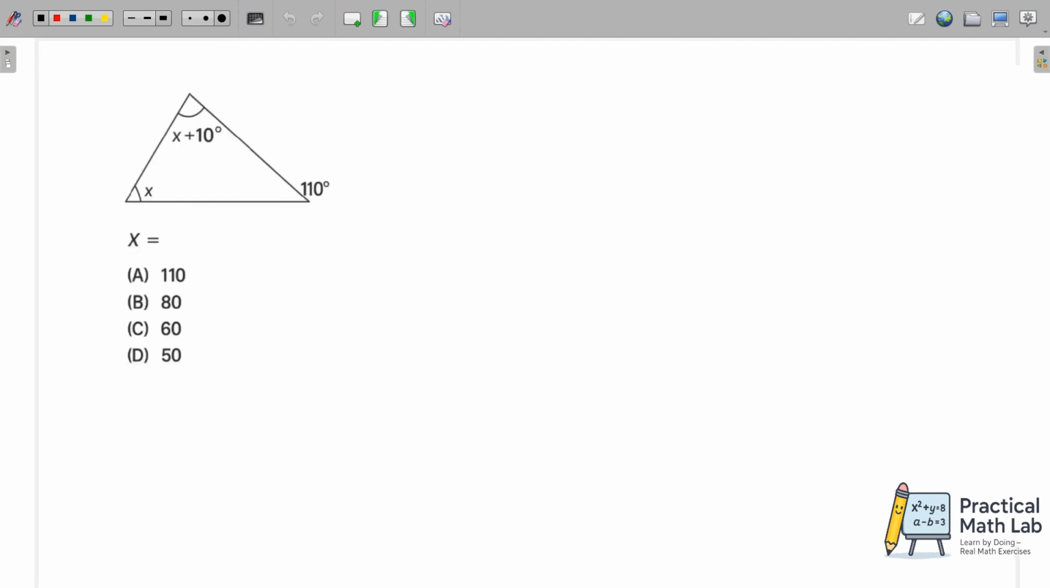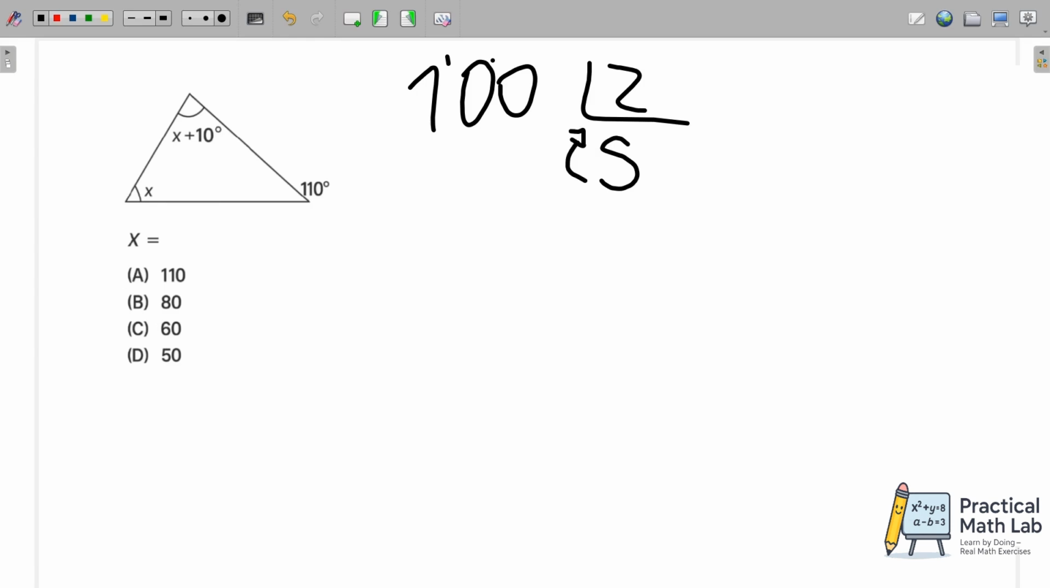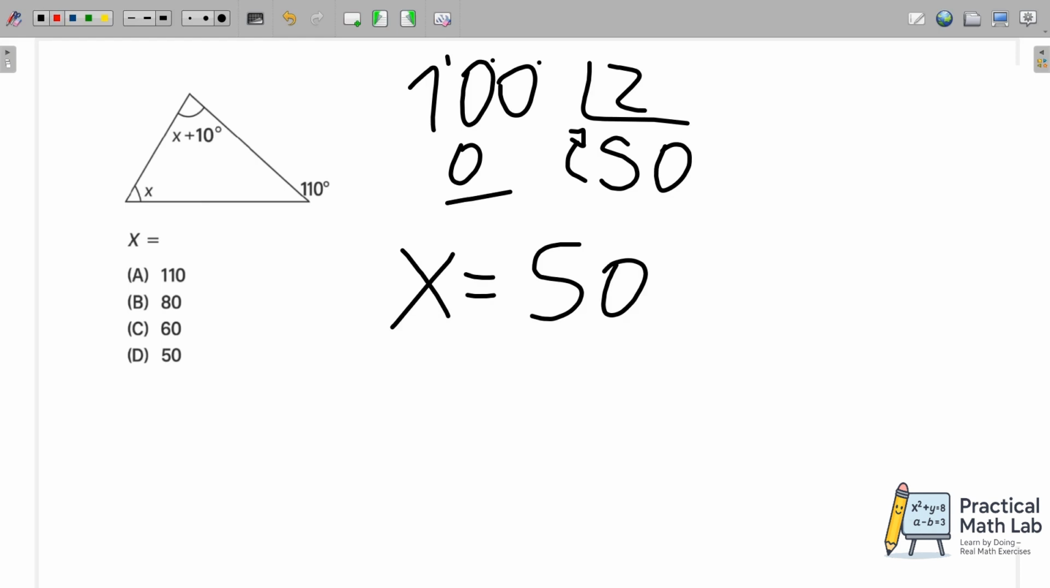Now let's do this division. 100 divided by 2. Can 1 be divided by 2? No. Go to the next one. Now it's 10. 10 divided by 2 is 5. 5 times 2 is 10. 10 minus 10 is 0. How many zeros are left here? 1, that's the number of zeros you add here. So, x equals 50. So the correct answer is letter D.